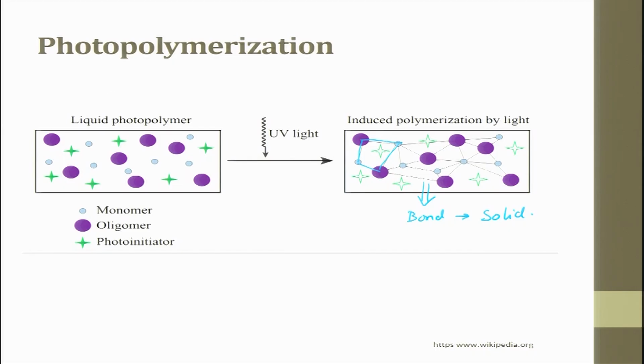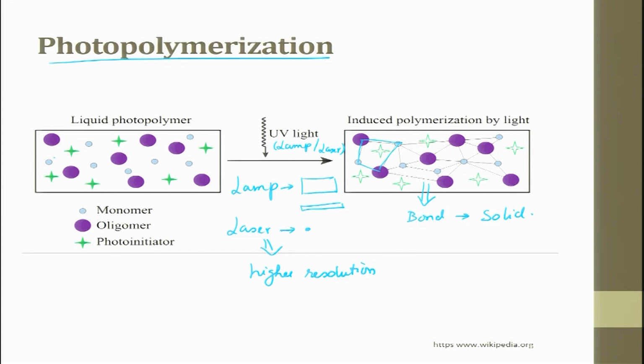As I told you, this UV can be from a lamp or it can be from a laser. When I talk about a lamp, your exposure area many a times will be over a large area or along a single line. But when I talk about a laser, it will always be a spot. So, this has higher resolution, and I would prefer having a UV laser for doing this photopolymerization. It is very clear from this diagram, the mers and the oligomers join together by a bond through this process.